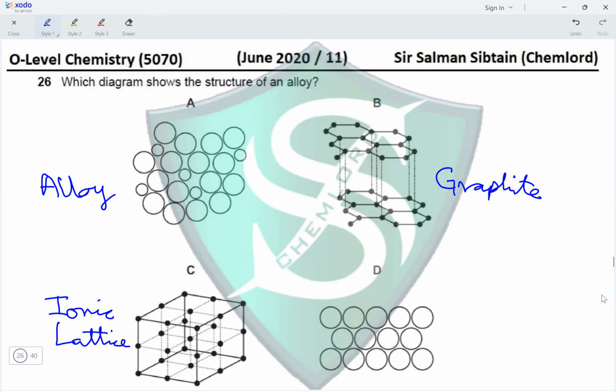That is why it has such a regularly arranged structure. And D is the same size of atoms next to each other. This is the structure of metals. So the question asks the structure for alloy, which makes option A the correct option for this question.